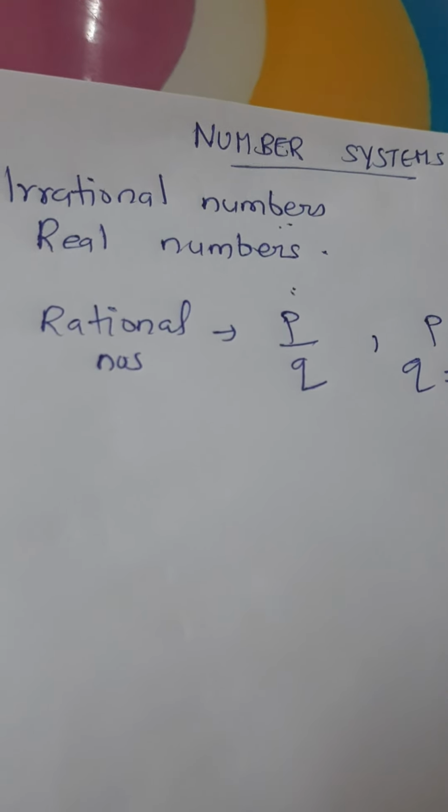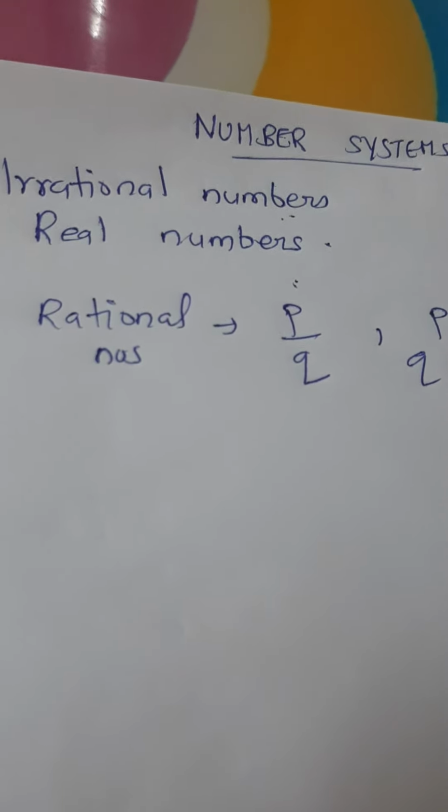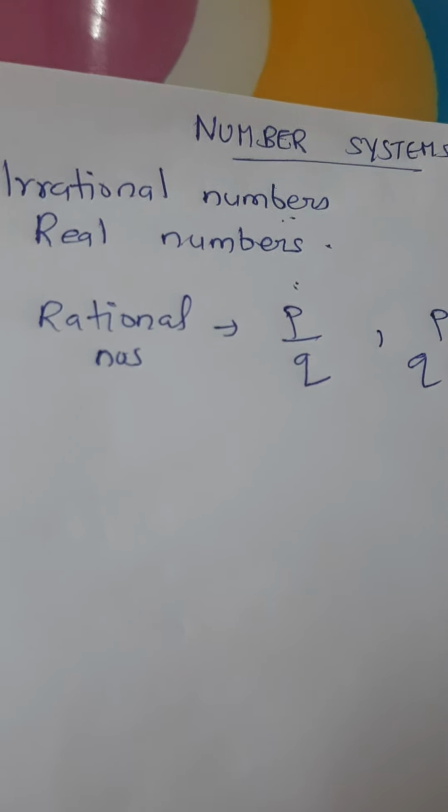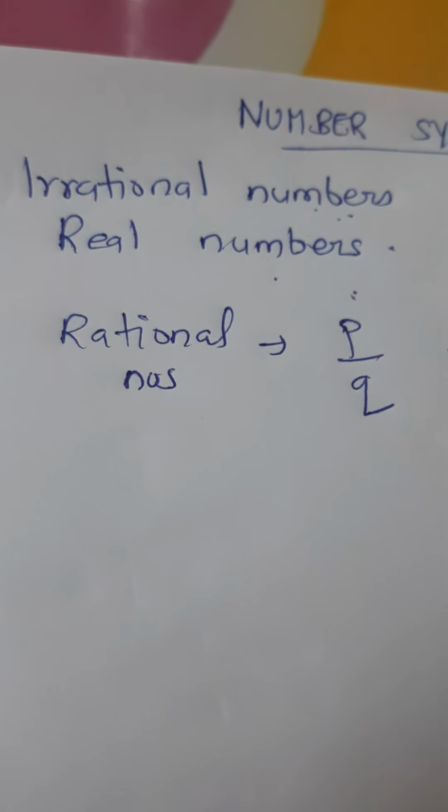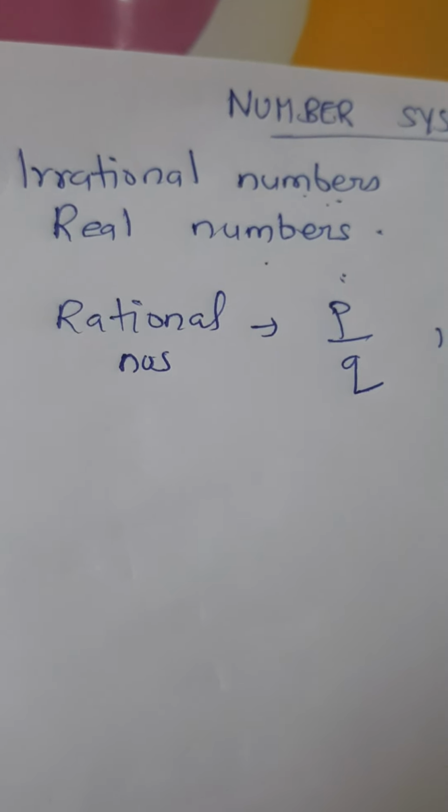Hi everyone. In the last session we had talked about different types of number systems like natural numbers, whole numbers, integers and rational numbers. Now in this session we will talk about irrational numbers and real numbers. But before looking into what irrational numbers are, let us discuss rational numbers in a slightly detailed manner.